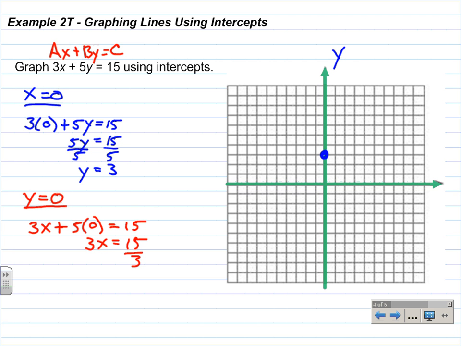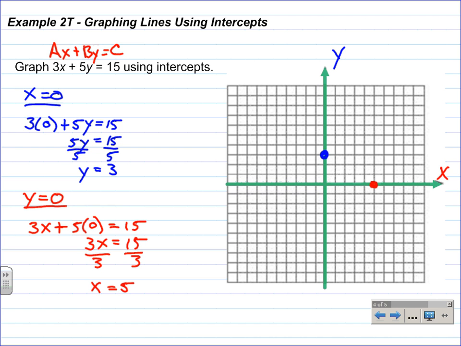Divide each side by 3 to get rid of this coefficient. The 3's divide out, giving us 1x being equal to 5. So our x-intercept is 5. So starting at the origin, it's 5 to the right. 1, 2, 3, 4, 5.